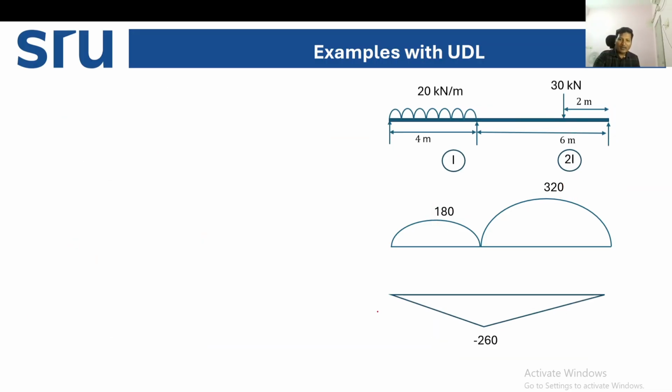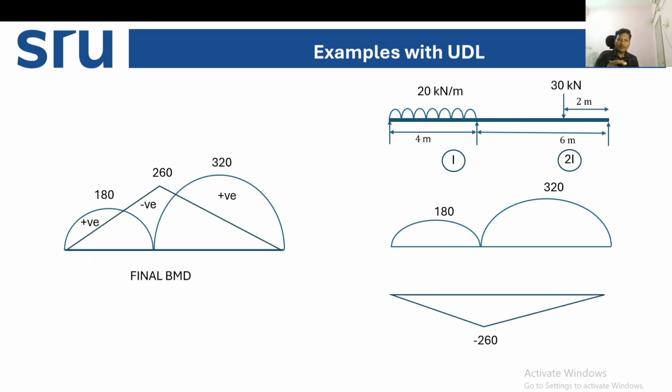So how to draw the final bending moment diagram? First draw the free moment diagram, then we superimpose this. If you superimpose, this is 180, this is 320, this is 260, which is negative. The common part is positive, this part is negative, and this part is positive. This is your final bending moment diagram. I hope you understood this problem. Here the UDL is there, so it is not the right example.